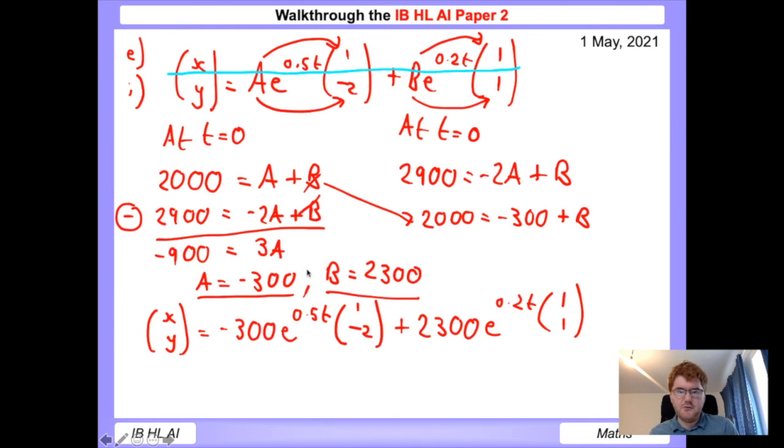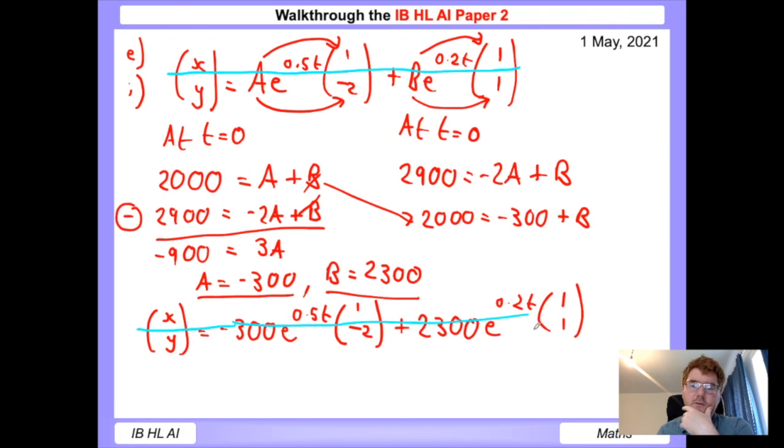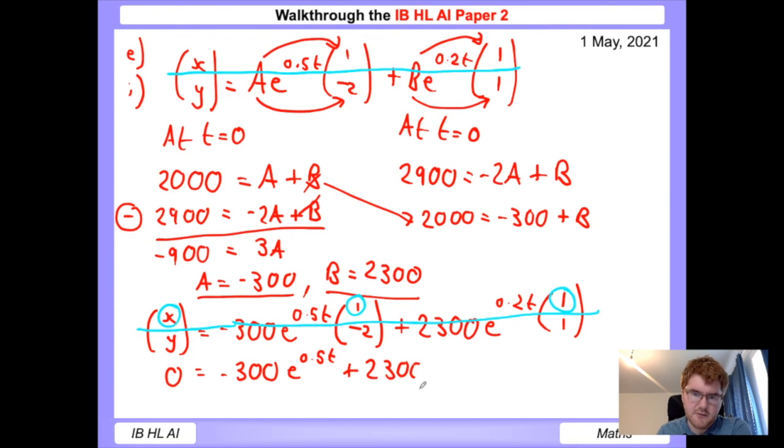Okay, so again, we're just going to look at the top parts of the equation, because we're just looking at when x is 0. Again, if it helps you draw this line, so you know what you're focusing on, by all means please do. So we're only looking at these values. So essentially, we're looking for the solution when 0 is equal to minus 300, this is just 1, so 300 times 1 is minus 300, e to the 0.5t plus 2,300 e to the 0.2t.